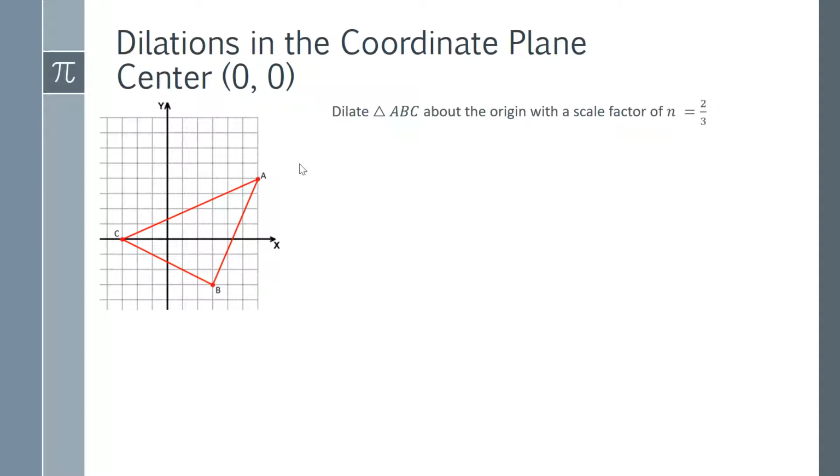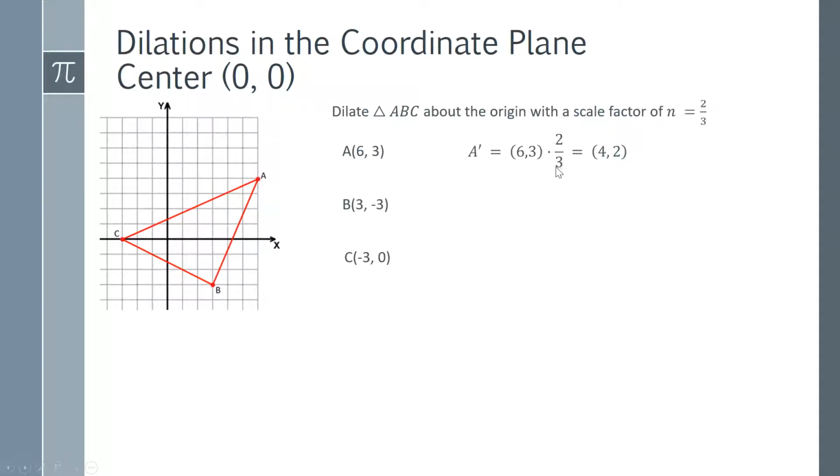So first thing we're going to do is find our coordinates. A is at 6, 3. B is at 3, -3. And C is at -3, 0. So all we've got to do now, since the scale factor is 2/3 and the center is 0, 0, is just multiply these points by 2/3. So here is A prime. We're going to take 6, 3 and multiply it by 2/3.